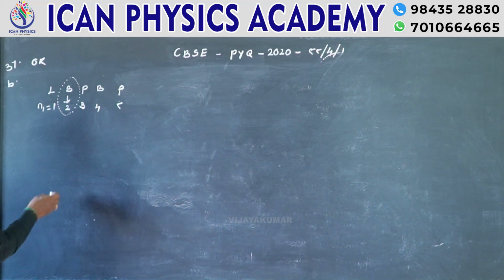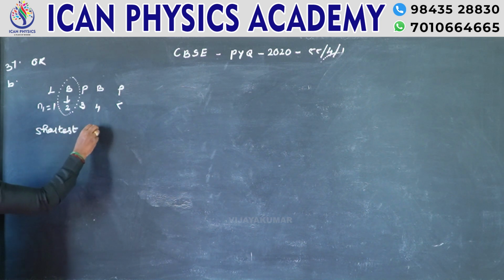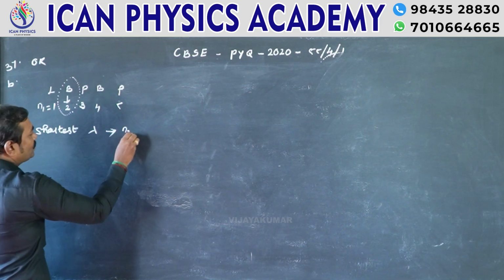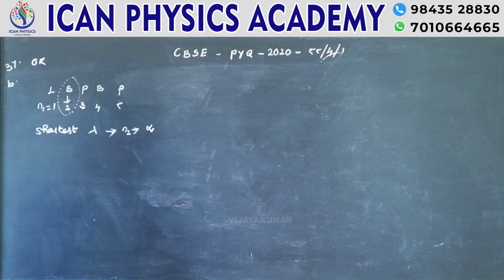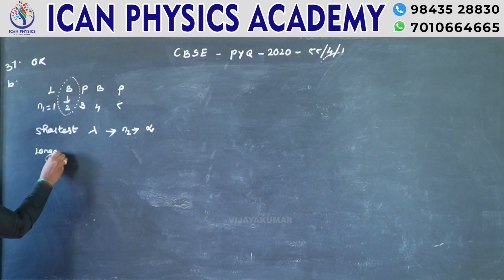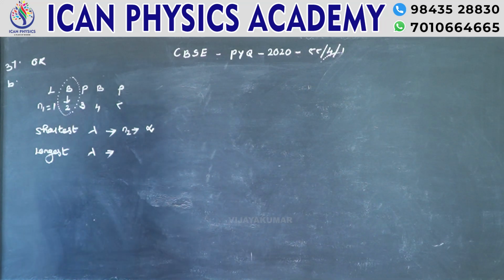Next, shortest wavelength. So for shortest wavelength, the n2 is infinity. n2 is infinity. Okay. For the longest wavelength, it depends on the cases.